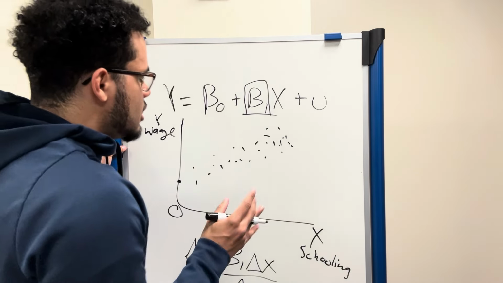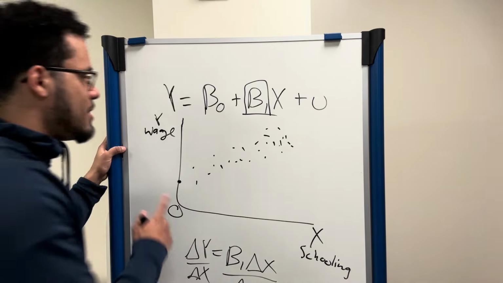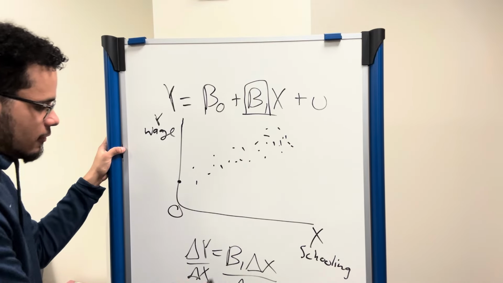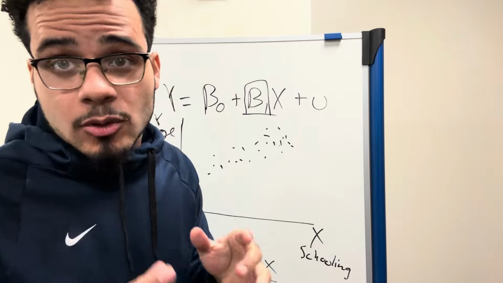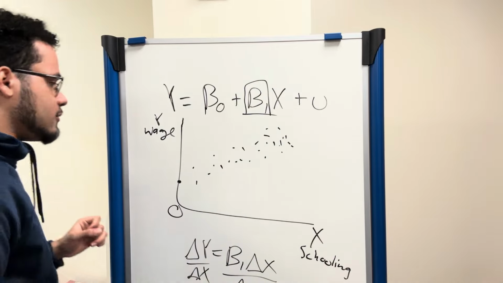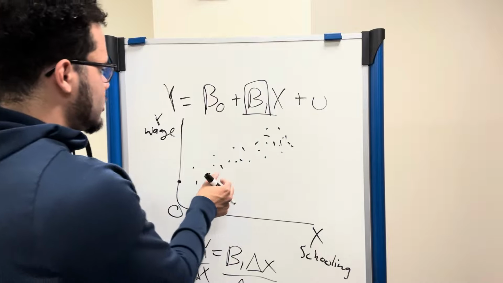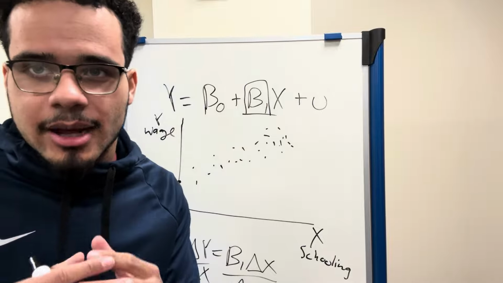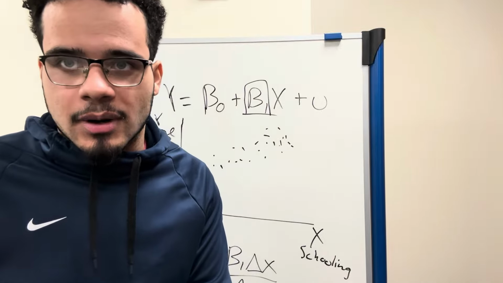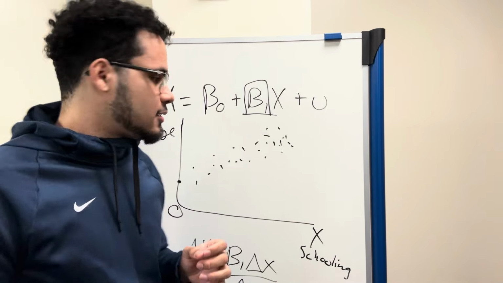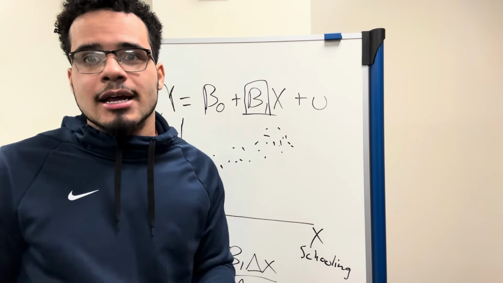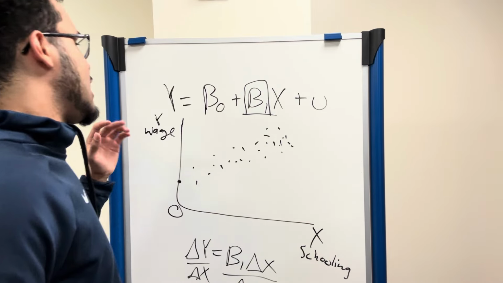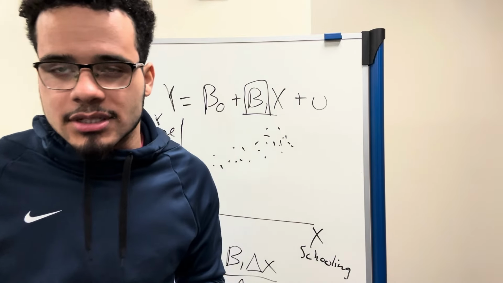The name of the game is to find what's called an OLS, or ordinary least squares, estimate of beta 1. We want to minimize the distance between the data points and the line, or in other words, minimize the sum of the squared residuals. We try to minimize the space between the data points to establish a more clear-cut causal relationship between X and Y, holding other factors constant.